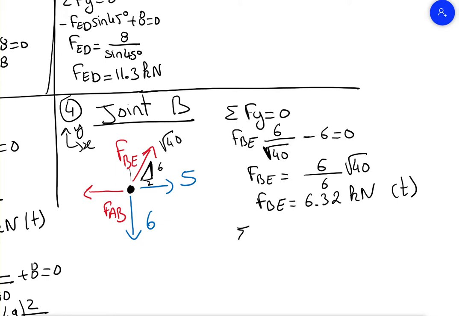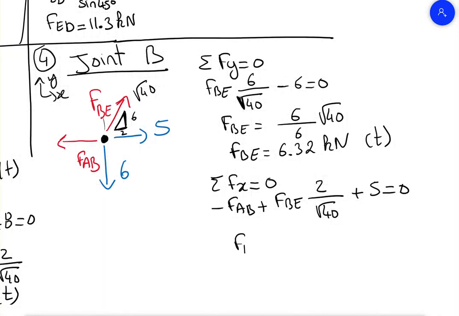And if we do the sum of the forces on X, it's equal to 0. So we have minus FAB plus FBE, that's this side, so times 2 divided by square root of 40, and plus 5 is equal to 0.